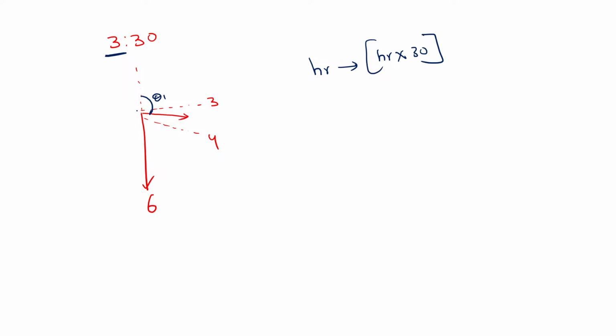That means 1 hour equals 30 degrees. As we are having 3 hours, 3 into 30 is going to be 90. That means from here you are going to get up to this point first. But I want to find out this extra angle.